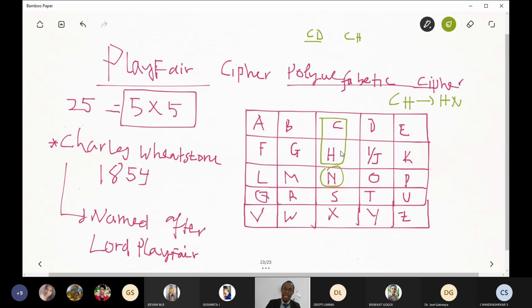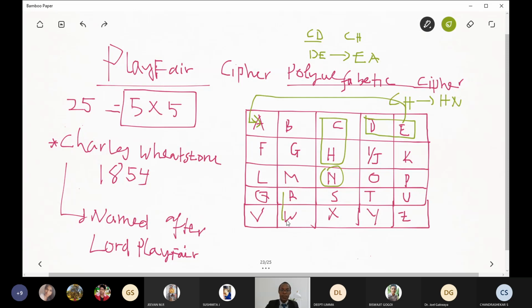For example, if you have DE like this one, you may ask what is going to be the key? The ciphertext will be the first letter in the same row. So the ciphertext of DE will be EA. Clear? If they are in the same column, take an example, R and W.